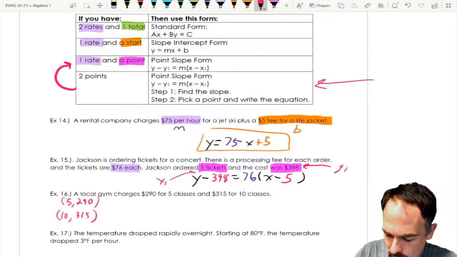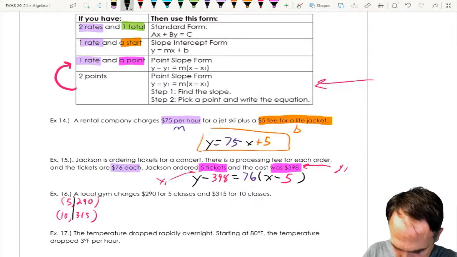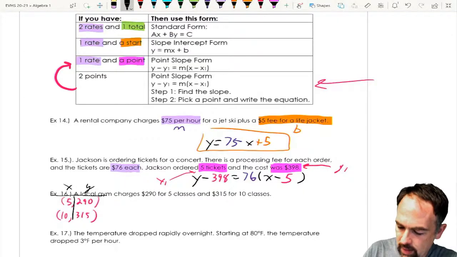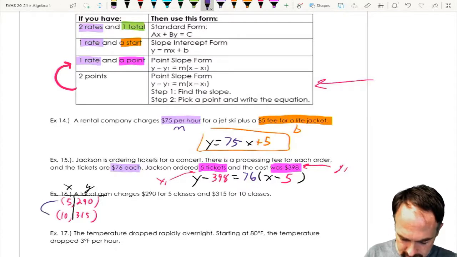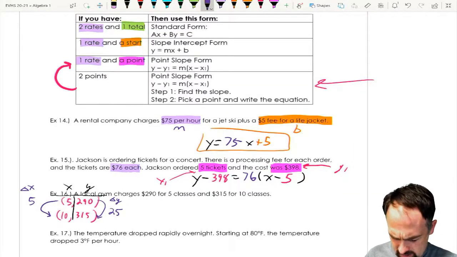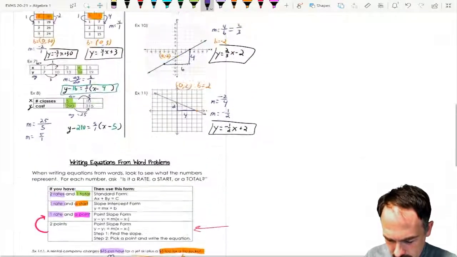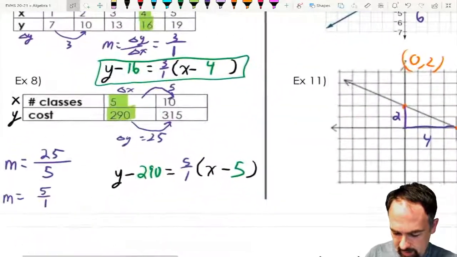Okay. Now, the way that I wrote these, I've sort of set those up in a table. I guess I could come down here and actually make it into an X, Y table. But first thing we're going to do is find our slope, and then use the point slope formula. So from 5 to 10 is 5. That is my delta X. From 290 to 315, that is my delta Y, and that is 25. Hey, wait, are those the exact same numbers I had earlier? Yeah, it is. That's the exact same thing as number 8 here.